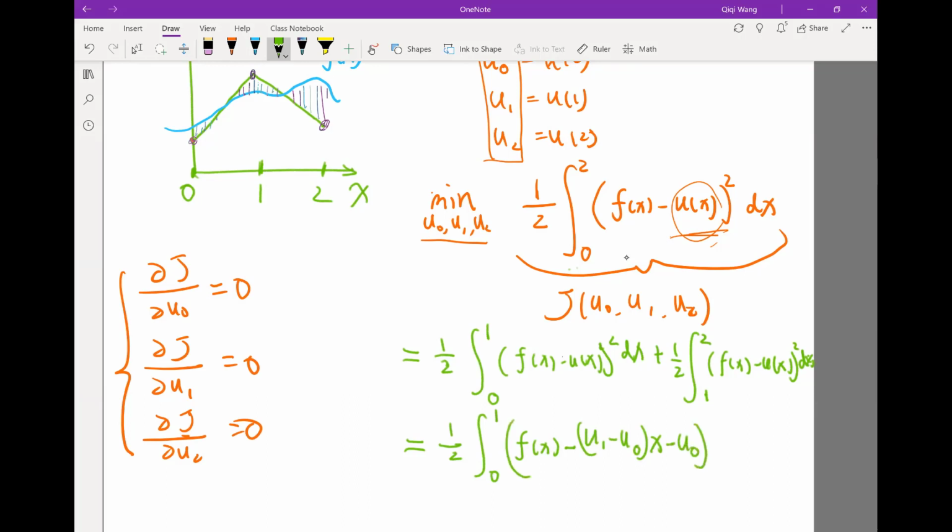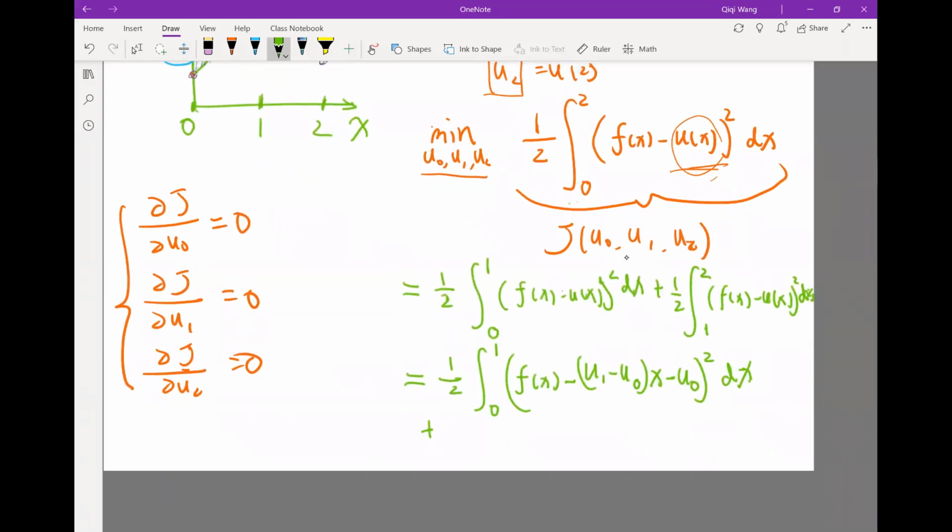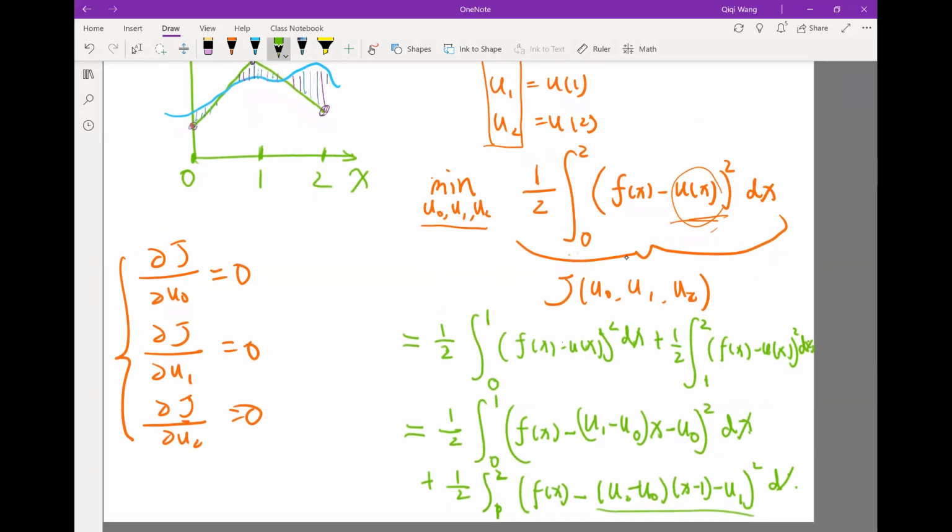So this is what the function looks like in the first element, and then what the function is going to look like in the second element. From 1 to 2, we have f of x minus, in this case, (u2 minus u1) times (x minus 1) minus u1, squared, dx. So this is what the function looks like in the second element, the second linear function. All right.